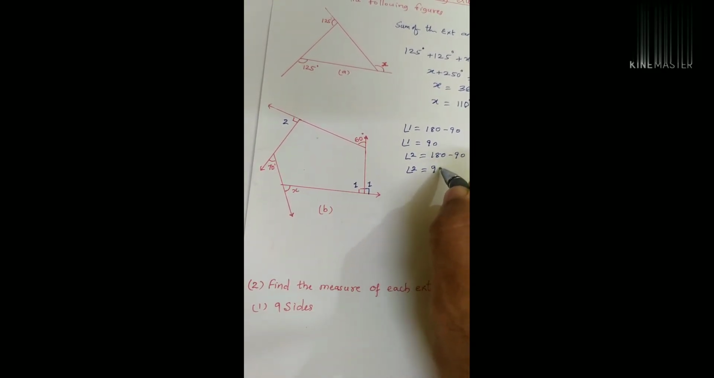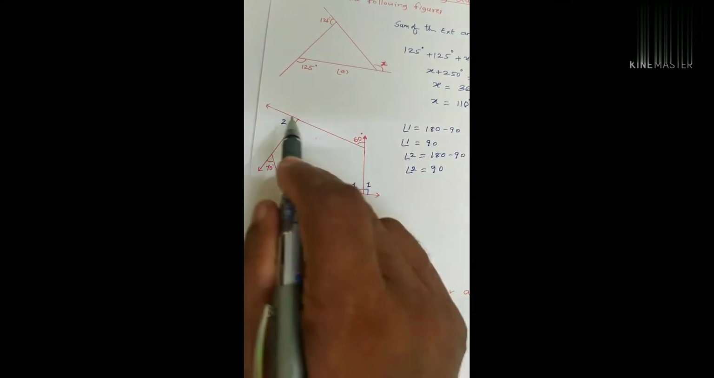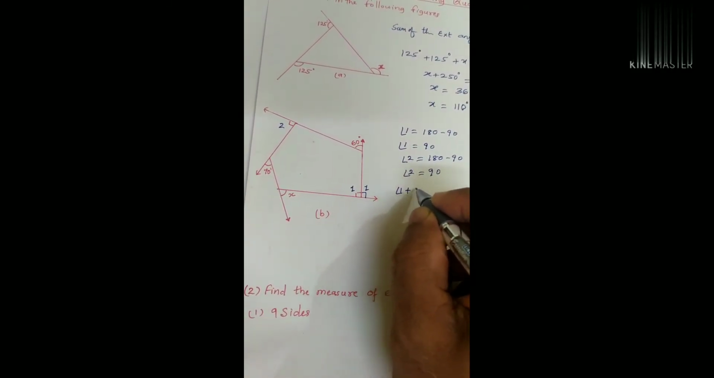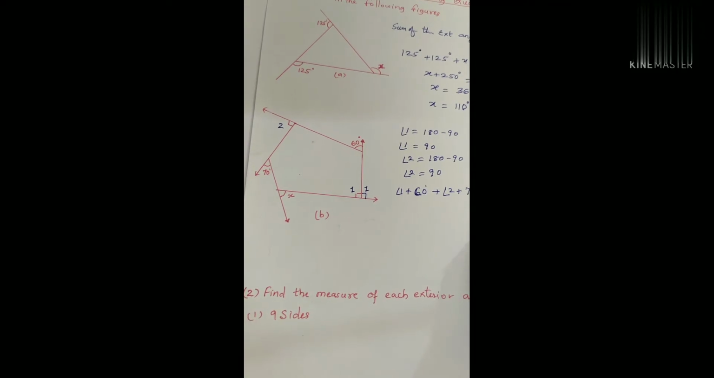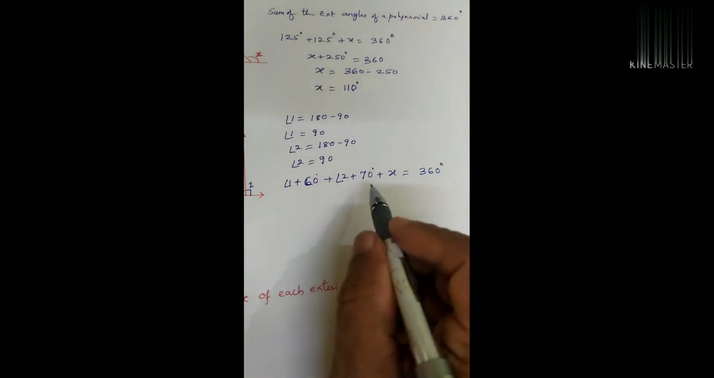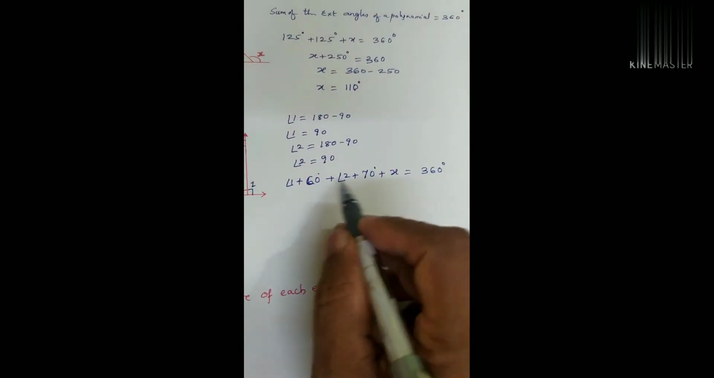So angle 2, how will you get? Angle 2 is again 180 minus 90. So angle 2 is also equal to 90 degrees. So we will add angle 1, 60, angle 2, 70, and angle x. So angle 1 plus 60 degrees plus angle 2 plus 70 degrees plus angle x is 360 degrees.